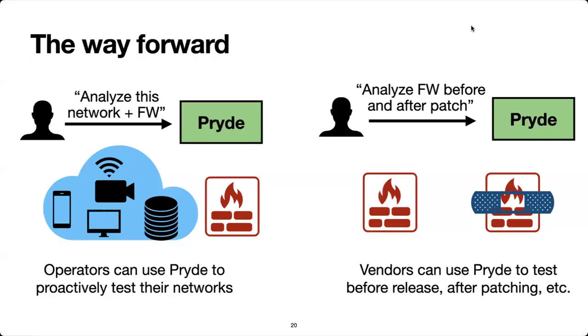So while I've painted an extremely gloomy picture here of Pryde being able to find evasion attacks against multiple different firewalls, the way that we see this is that operators and vendors alike can use Pryde to proactively test firewalls in different networks, and vendors can definitely use such a system to evaluate firewalls before and after patches to ensure that evasion attacks have been patched and no new attacks have been introduced.